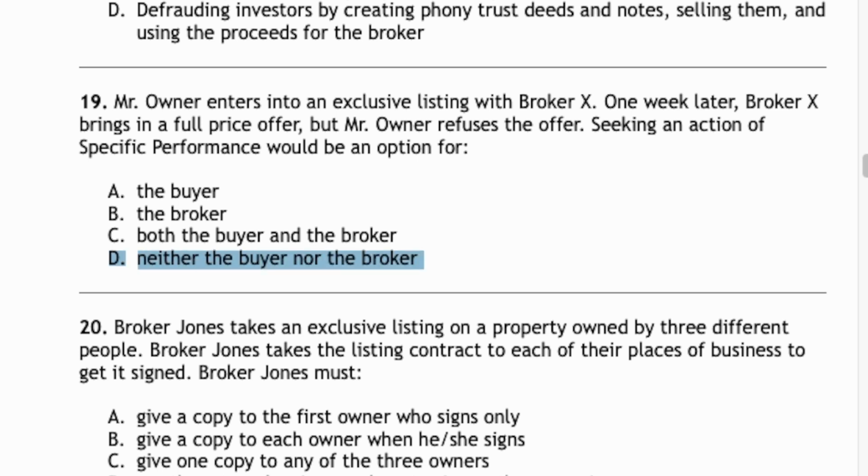The reason for this is specific performance is an action brought in a court of equity in special cases to compel a party to carry out the terms of a contract. A buyer has the option of suing for specific performance to compel the seller to follow through on a signed contract. But in this case, the offer was refused, so there was never a contract. Specific performance is not used to specifically enforce a contract to perform personal services, such as a broker's agreement to find a buyer.